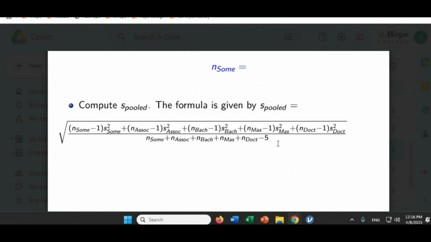But can anyone tell me, what did we subtract last time when we were comparing two means? 2. So why are we subtracting 5 now? Because we're comparing 5 groups. Did you see that? So the only thing that's different here is the arithmetic, not even the math. The arithmetic gets a little bit more involved because there are just more groups to think about.